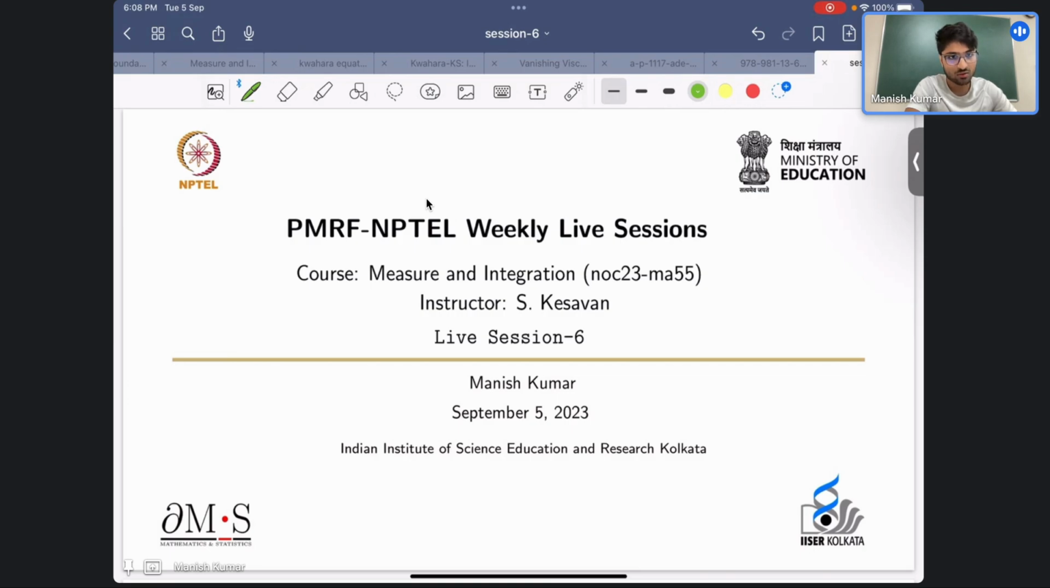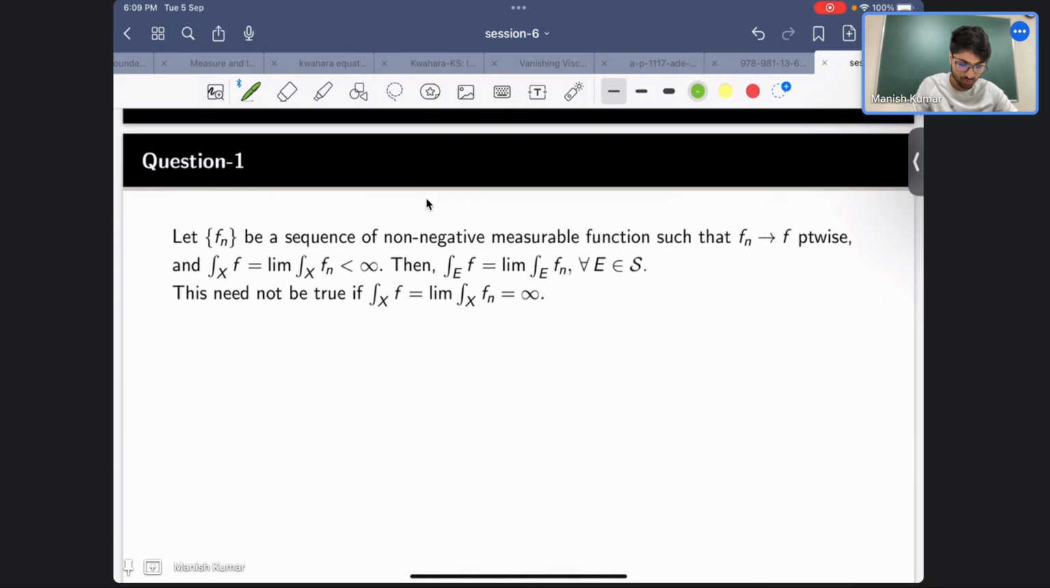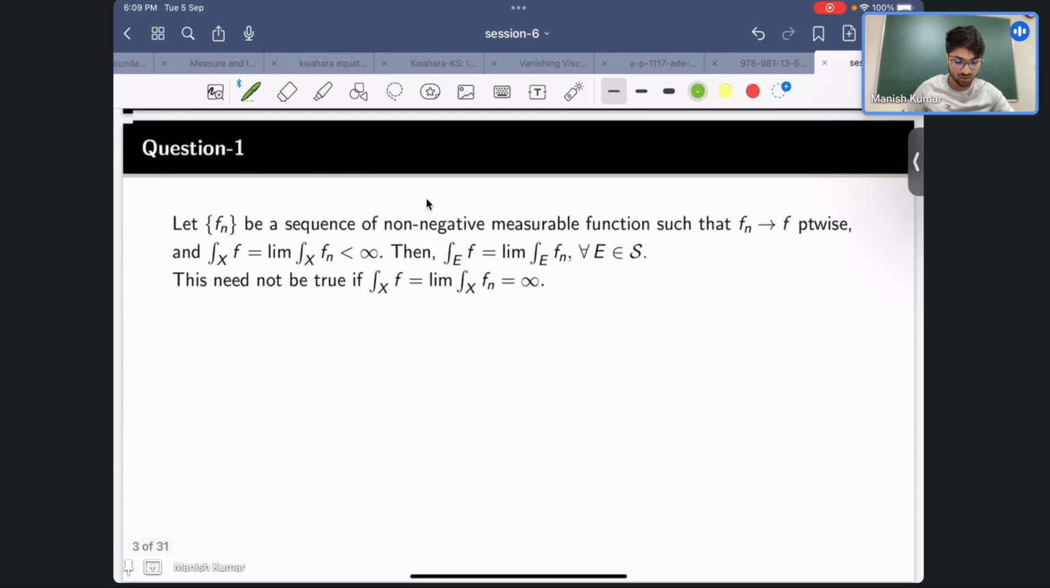So again, we'll solve a few questions from the last session. Then I'll recap all the theory that you have learned this week, and after that, some problems based on that. Okay. So starting with this problem session. Let's start with this problem. Did any one of you try to solve this problem?